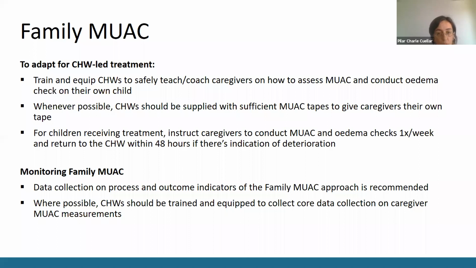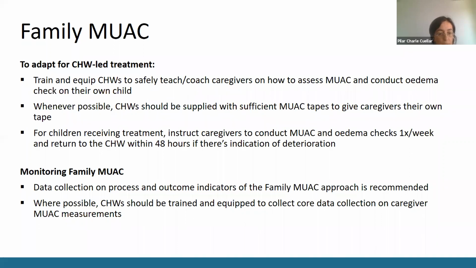So in the tool, together with this family MUAC that we have considered as a no-touch assessment protocol, we have considered the scaling up of the family MUAC approach. Because it provides community health workers a safe alternative to with-touch assessment during treatment visits, and also because we can increase early detection of wasting by replacing mass screening and door-to-door screening activities.